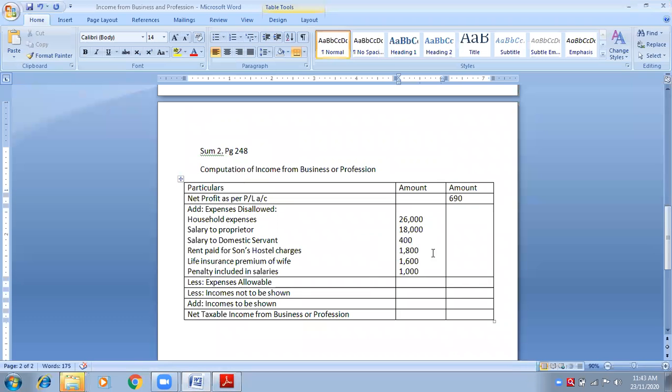Okay. Now we can add all these expenses that are to be disallowed. First, you have to add all these in the inner column. Tell me, 26,000 plus 18,000. 48,800. Yeah. Now this has to be brought to the outer column. 48,800. Okay. It is 48,800. Is it clear, everybody? Are you writing with me or should I wait and give time to note it down?